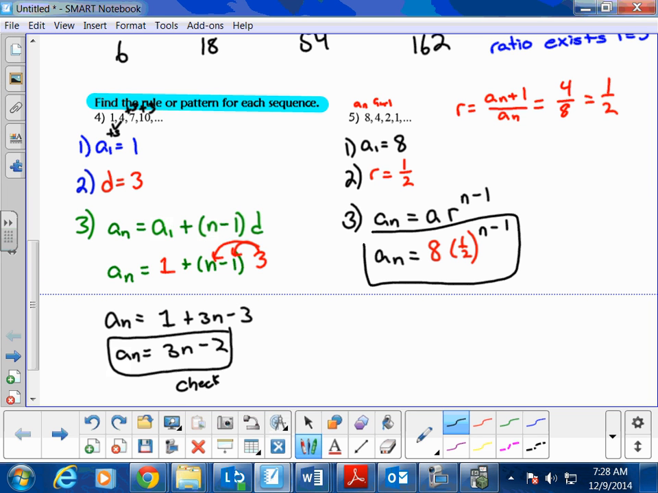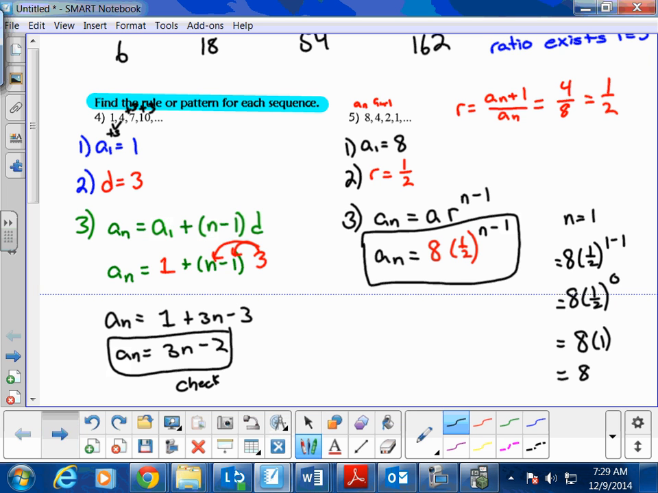And if you're ever in doubt, you could check it. Let me go through 1. If you want to check to see if it's right, put in 1: 1/2 to the 1 minus 1, which is 1/2 to the 0, which equals 1, so this is really 8 times 1, which is 8. So you get the same thing back. And if you want to try it for 2, go ahead and try it for 2. It will produce the same sequence because you have something that's correct. If it's correct, you will get the same thing back.